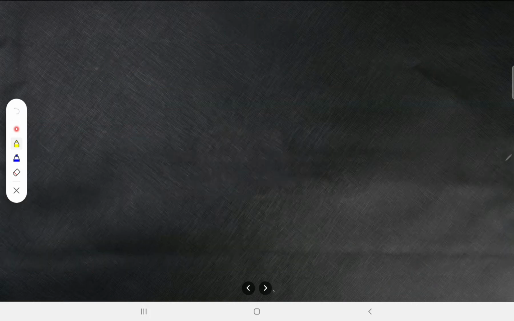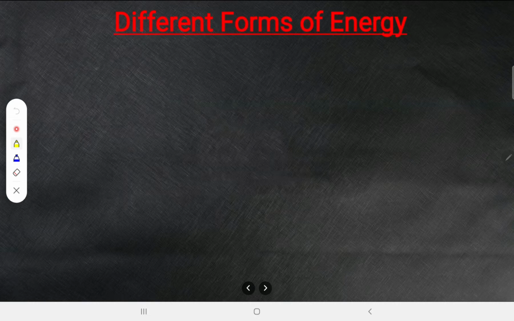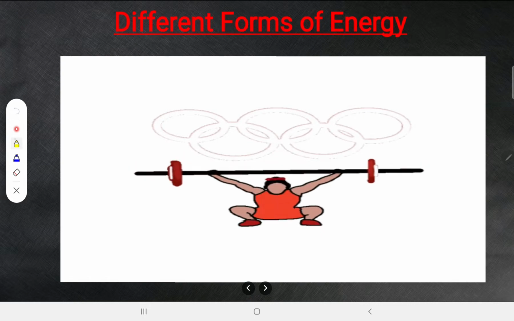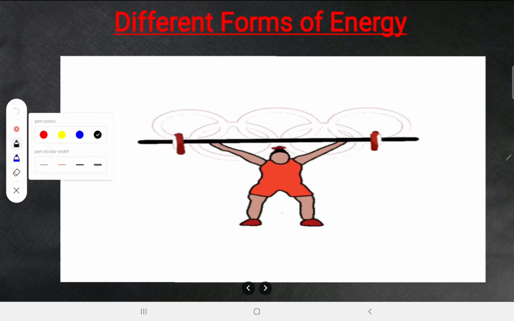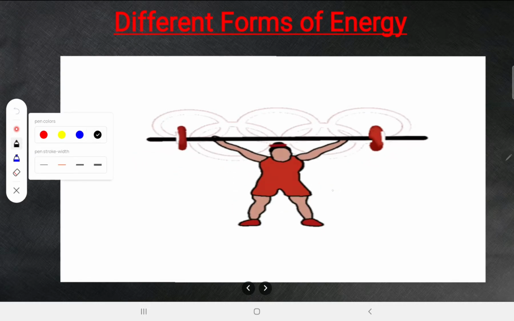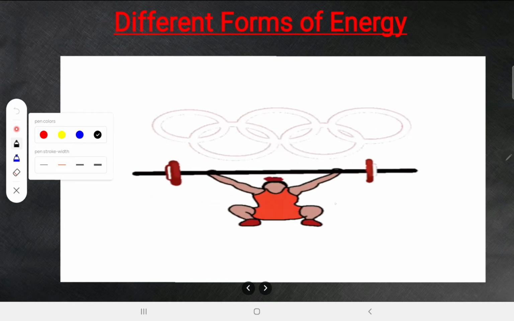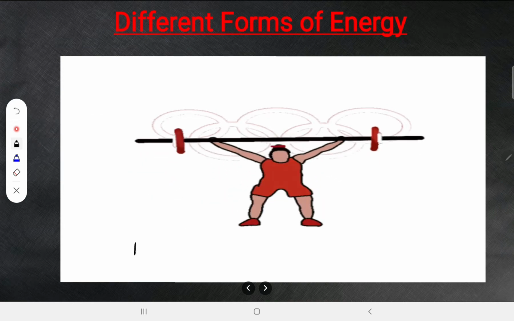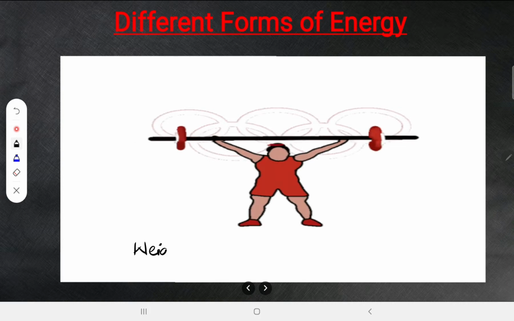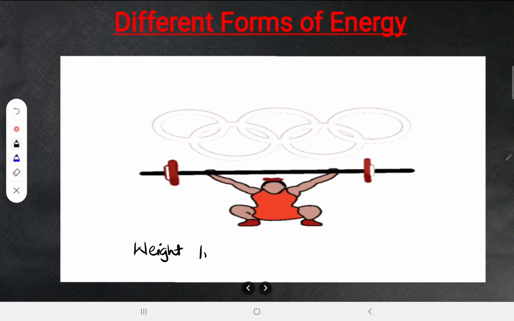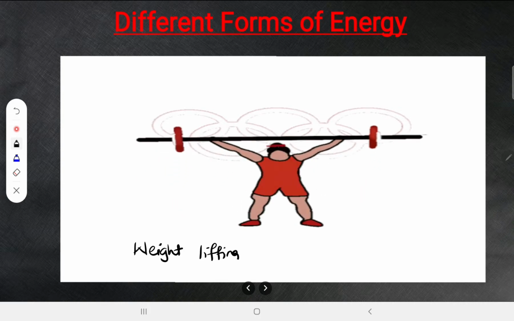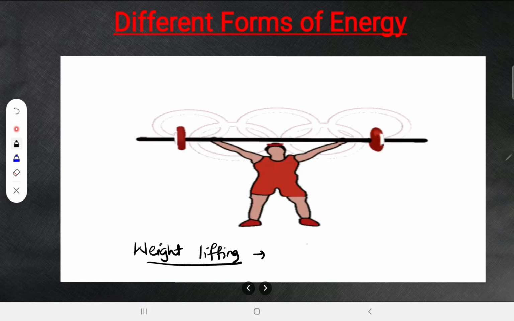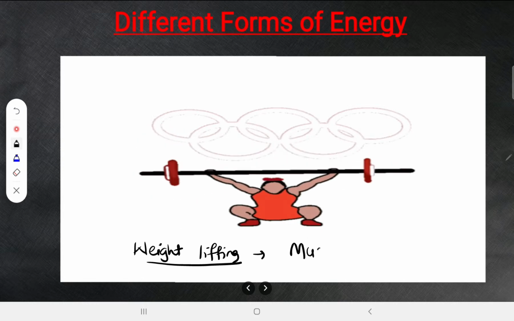All right. Now, what are the different forms of energy? We have different forms of energy, right? Look at this situation here. This lady is trying to lift this weight, right? This weight lifting is possible because of energy only, no? So what kind of energy does this lady have? Don't you think it is muscular energy?